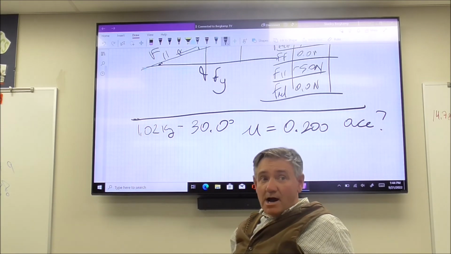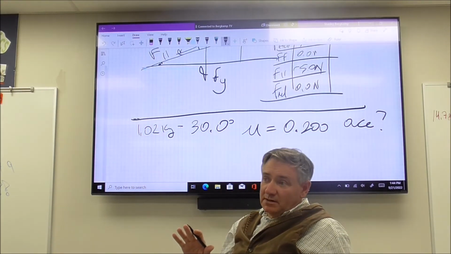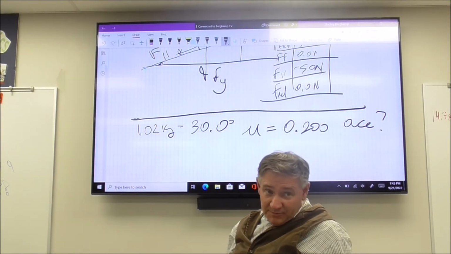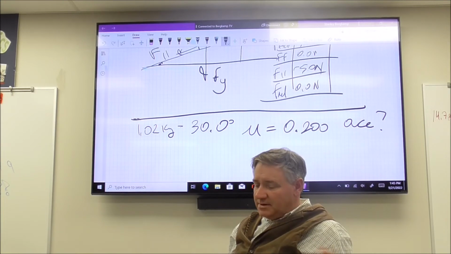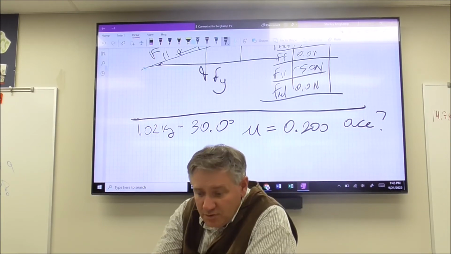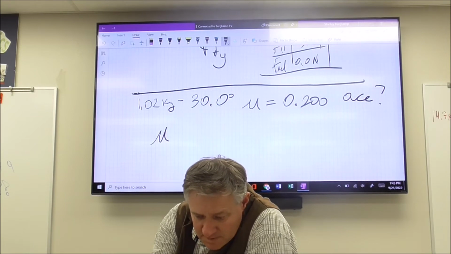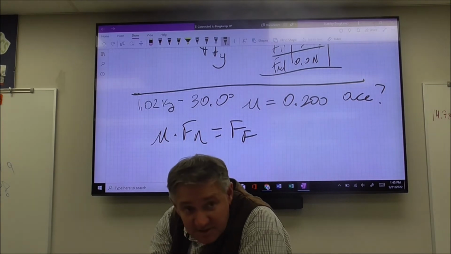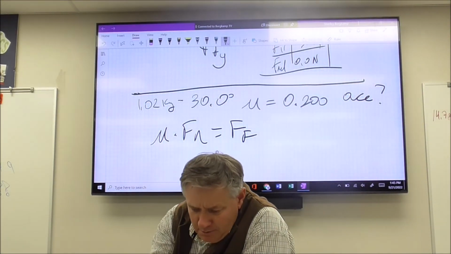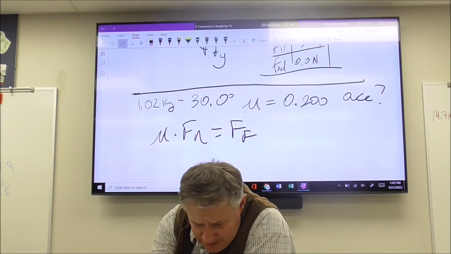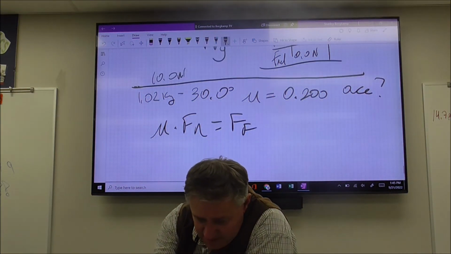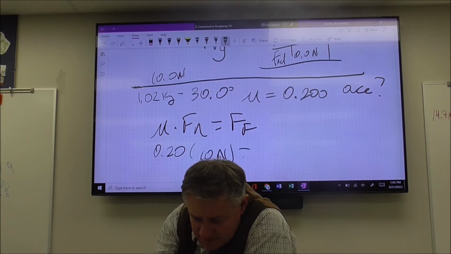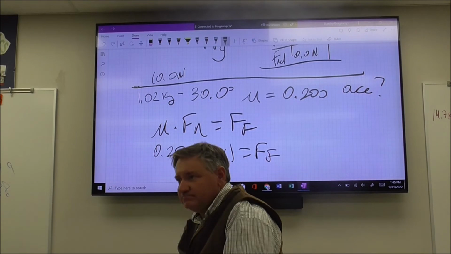Now I have to worry about the friction mafia. We haven't had to worry about the friction mafia before. Now I gave you mu. Remember that mu times force normal equals force friction. Now here's what you're tempted to do. Oh, it's a 1.02 kilogram block, that's 10 newtons. I'm going to take 0.2 times 10 newtons, and there's my force friction.